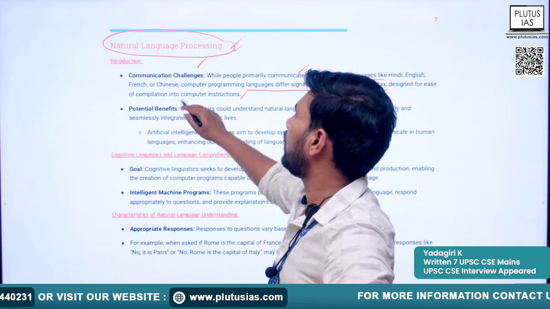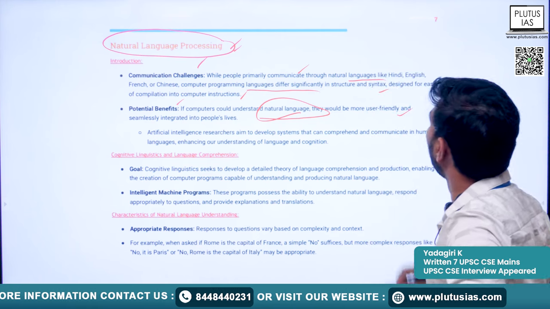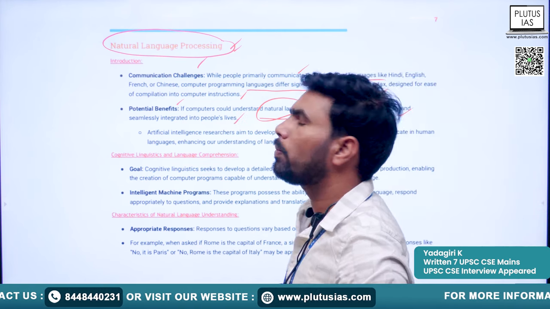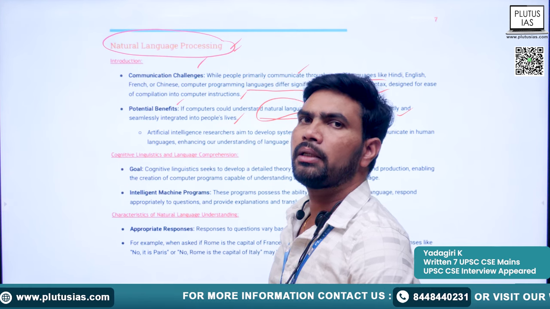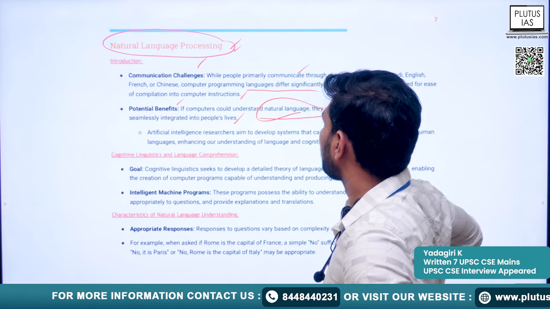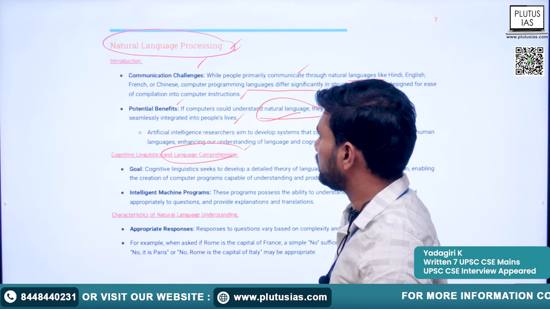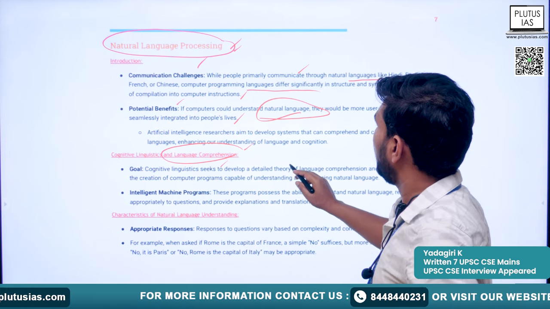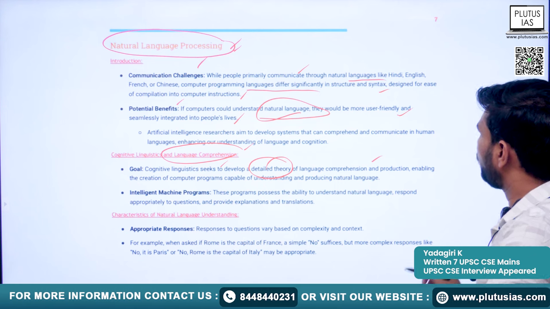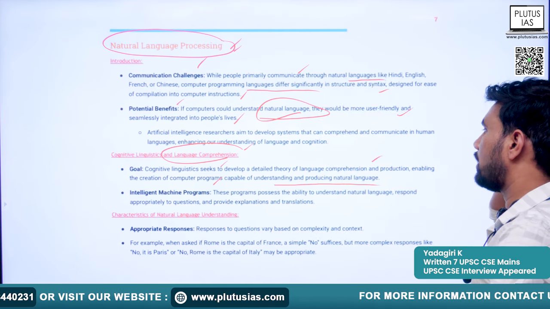So the potential benefit through artificial intelligence is, if computers could understand the natural language spoken by human beings themselves, they would be more user-friendly and seamlessly integrated into people's lives. So in that case, the artificial intelligent machines can seamlessly be integrated into human life. Right. Similarly, cognitive linguistics and language comprehension. So the goal of cognitive linguistics is to develop a detailed theory of language comprehension and production, enabling the creation of computer programs capable of understanding and producing natural language.